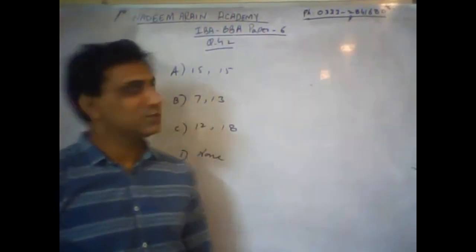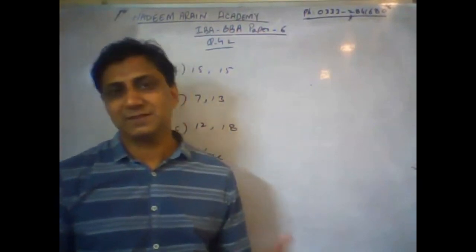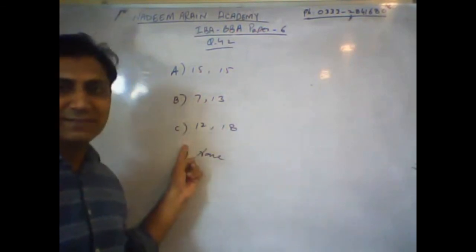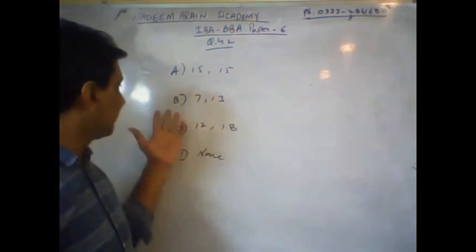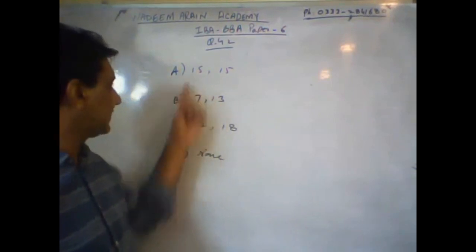Hello students, this is question number 42 from IB past paper 6. The question says two people have a total number of books 30. So only options A and C have a sum of 30. Option B doesn't even sum up to 30. So we will consider just A and C.